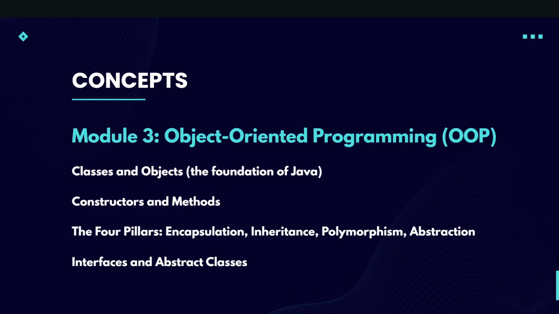As Java is an object oriented programming language, everything is about classes and objects. So the first one is the foundation. The next one is constructors and methods. Of course, while learning about classes and objects, we will get to know about constructors and methods. The next one is the four pillars of OOPs: encapsulation, inheritance, polymorphism, and abstraction. And the next one is interfaces and abstract classes.